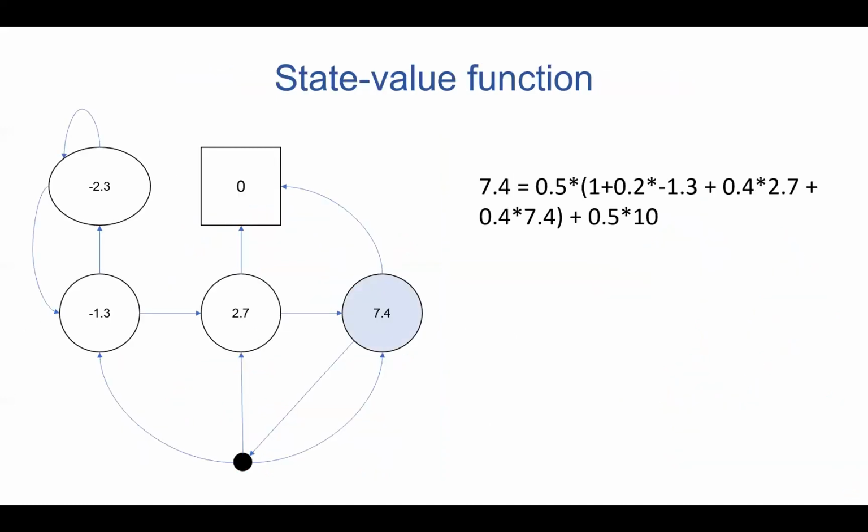Okay. We also have to make sure that the formulas for the state value and action value are correct, right? How can we verify it? Well, we can verify that the left side is equal to the right side of the equation. So now suppose that I put the value of 7.4 for this specific state.